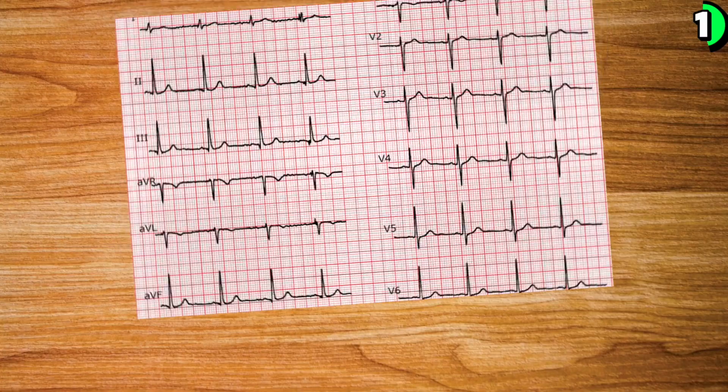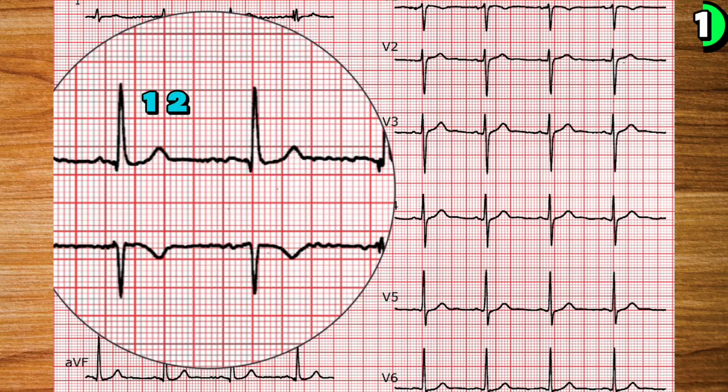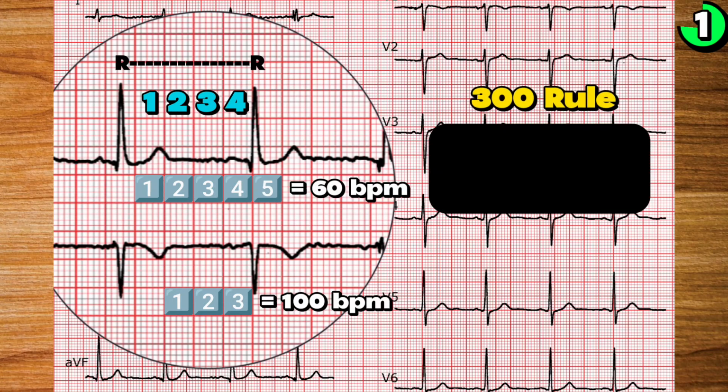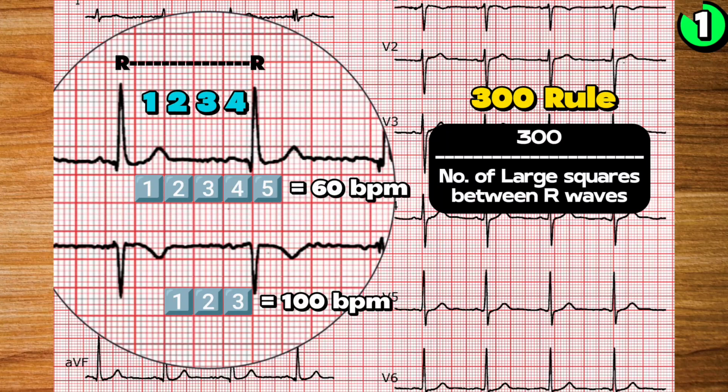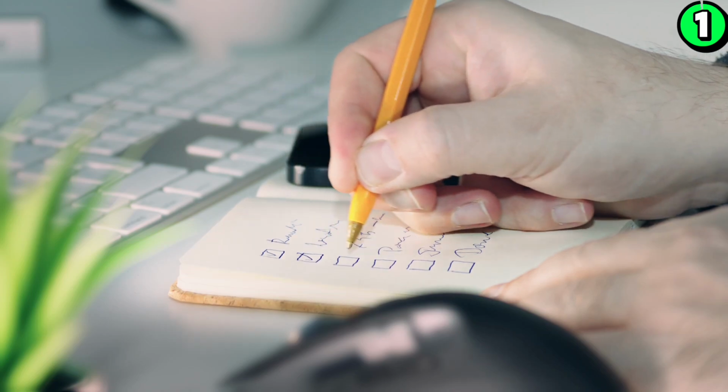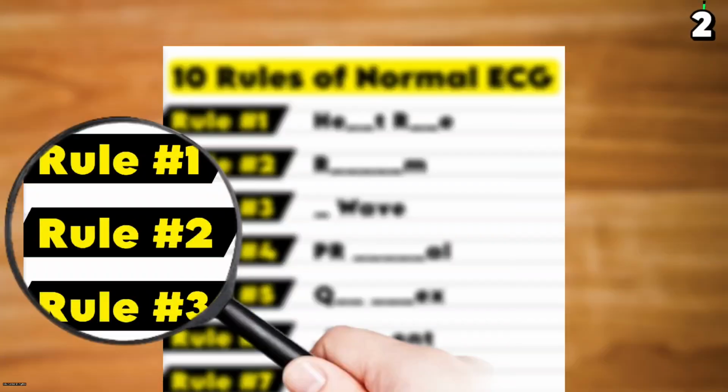Quick tip. If you're in a rush, count the number of big squares between two R waves. 5 big squares equals 60 beats per minute. 3 big squares equals 100 beats per minute. If you want to be precise, use the 300 rule. Divide 300 by the number of large squares between R waves. But here's a mistake people make. Don't rely on the machine's reading alone. Always double-check manually.